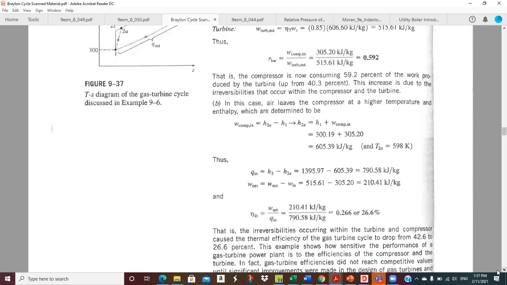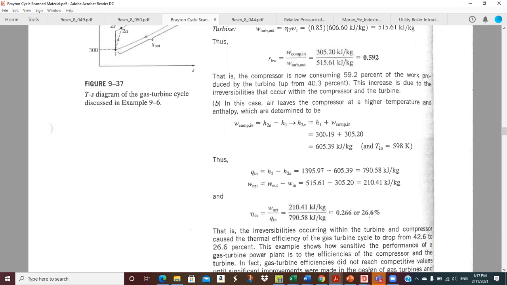And this is Qin. H3 is just a lookup at 1300, since you're told the temperature going into the turbine is 1300. And H2A is the 605.39 calculated right here. So the required heat input is 790.58.